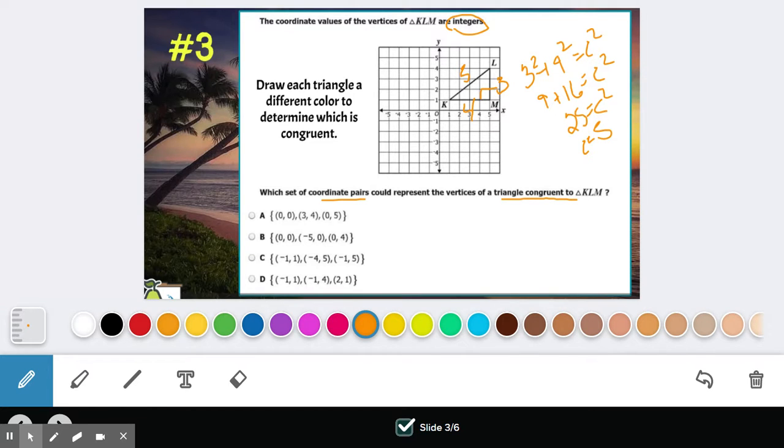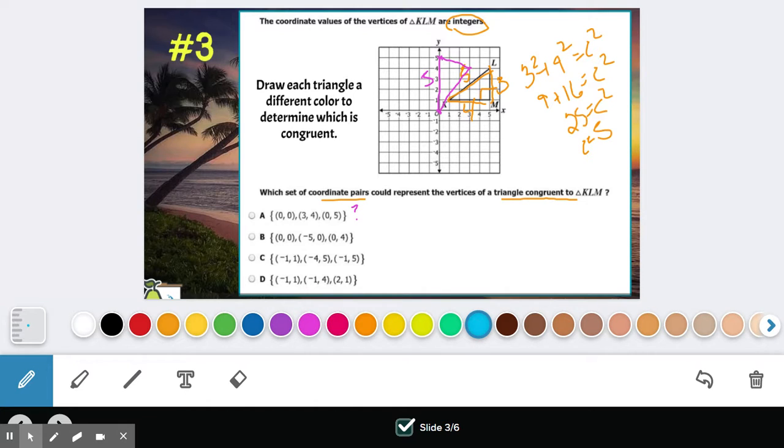So I'm looking for a triangle that has a side of 3, a side of 4, and a side of 5. So let's check. 0, 0 and 3, 1, 2, 3, 1, 2, 3, 4, and 0, 5, 0, 1, 2, 3, 4, 5. So I've got a side of 5. And then I'm not sure about those two. So I like the side of 5. I'm going to put a question mark there and see if I can eliminate anything else.